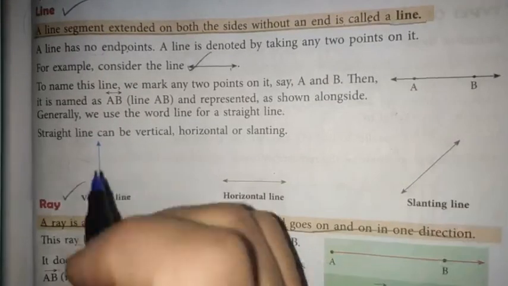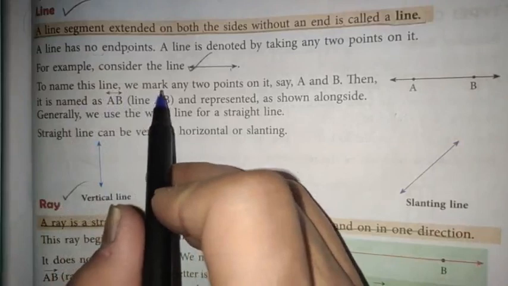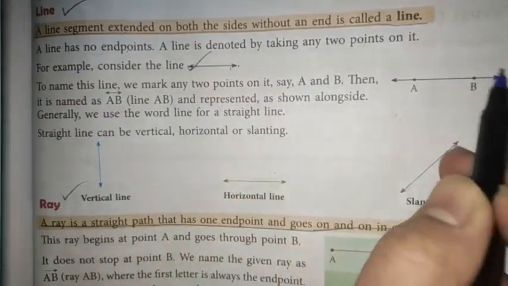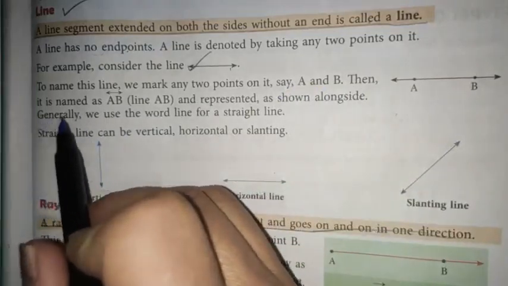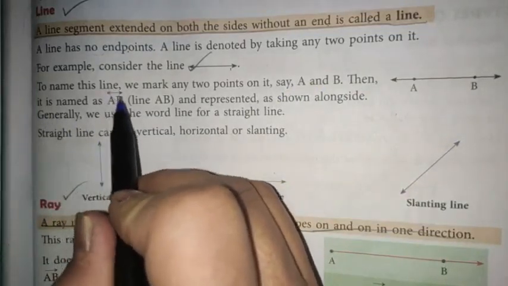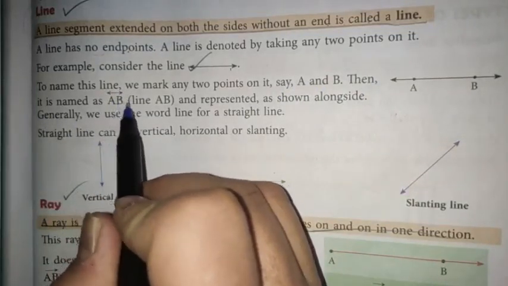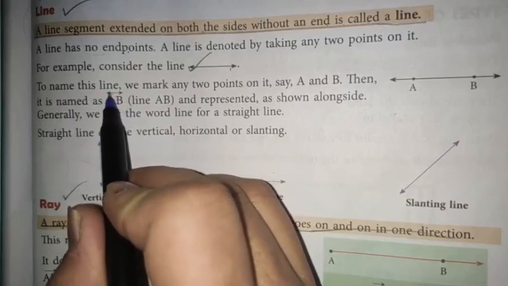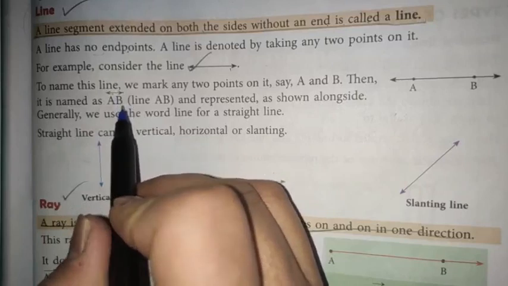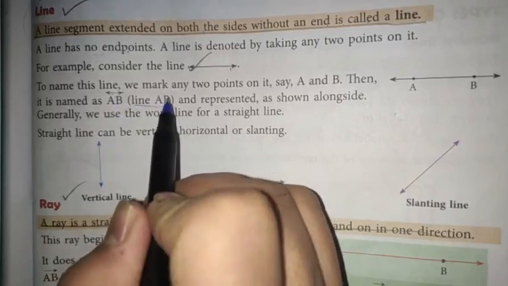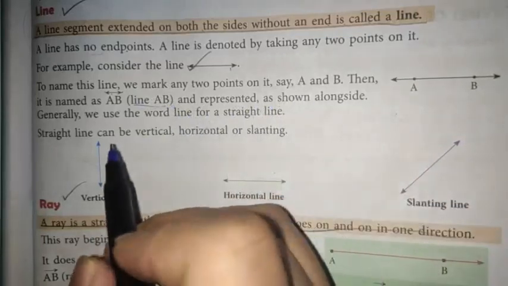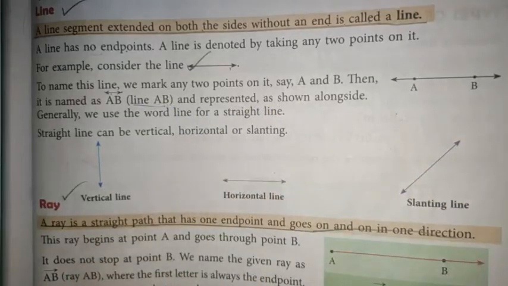To name this line, we mark any 2 points on it. Say AB, just see the figure which I have drawn also. Then it is named as AB. The upper one which is here is showing a line AB. If you are showing this type of arrow on both sides, then this will be marked as line AB or line PQ or line RS and represented as shown alongside.